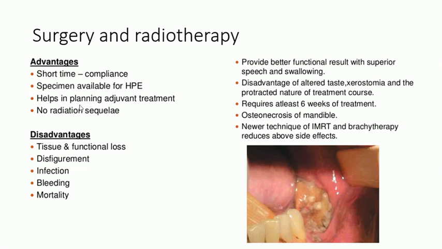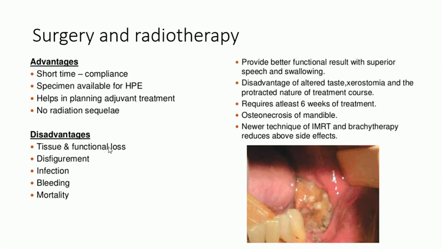Now radiation sequelae: radiation comes with a lot of disadvantages, like it can give rise to osteonecrosis of the mandible. Over here you can see the mandible bone is exposed, the mucosa is kind of dissolved. It can also give rise to oral mucositis. Such kinds of problems are not present with surgery. What about the disadvantages of surgery?